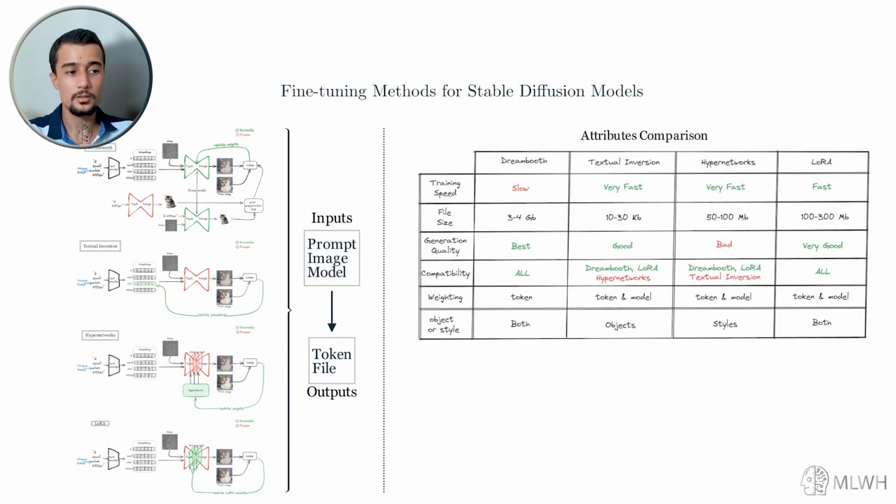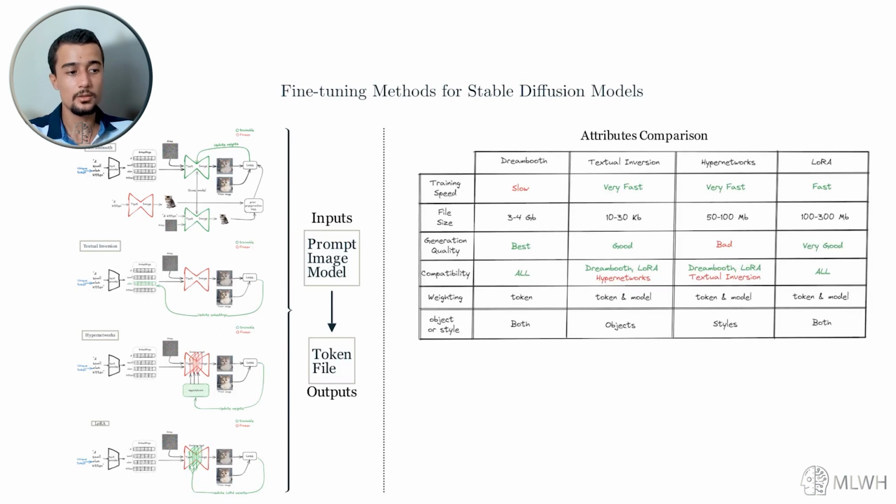However, we can see that Dreambooth provides the best results, Textual Inversion and LoRAs generate good results, and Hypernet comes in last place. The next attribute is compatibility, and by that I mean whether the method is able to produce good results when combined with other techniques.